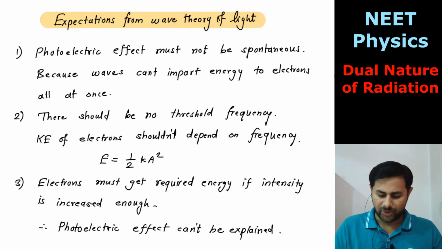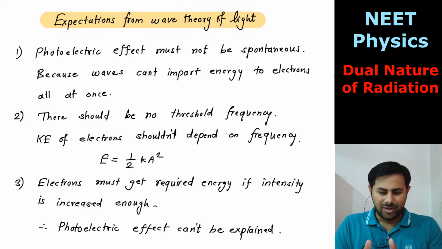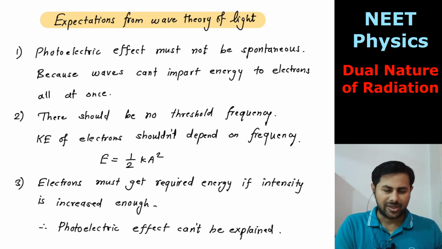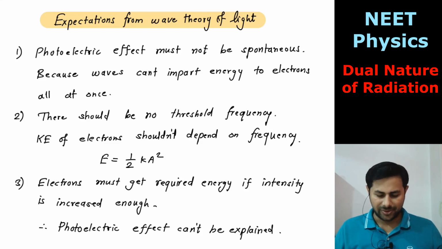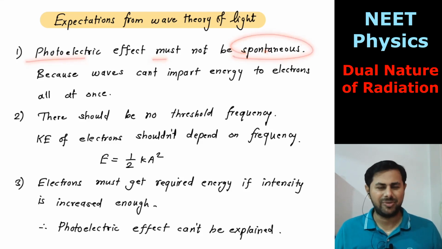So this is important. What do we expect from the wave theory of light, and how are our expectations not matching with these observations? Okay, so the photoelectric effect must not be spontaneous. Why shouldn't it be spontaneous?